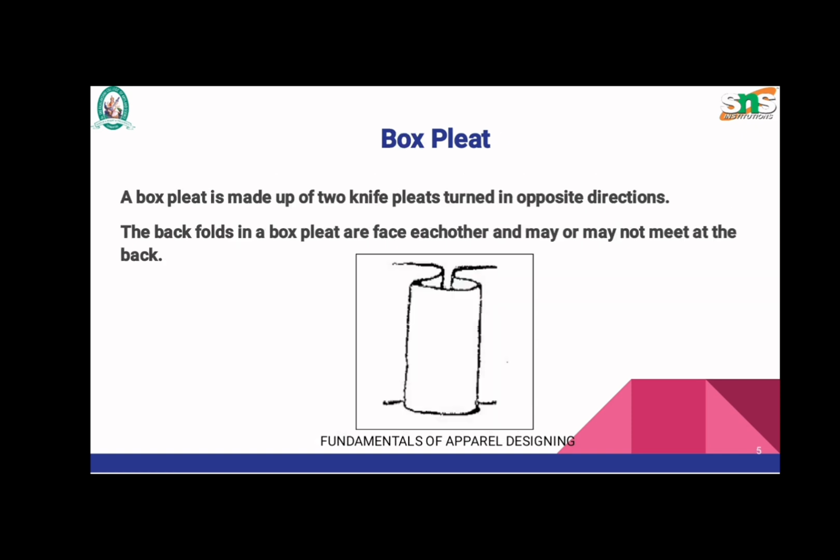Next is box pleat. A box pleat is made up of 2 knife pleats turned in opposite directions. The back folds in a box pleat face each other and may or may not meet at the back, so that a single knife pleat is turned to one side and the next knife pleat is turned in the opposite direction. So 2 knife pleats can be formed as a box pleat. This is a box pleat.